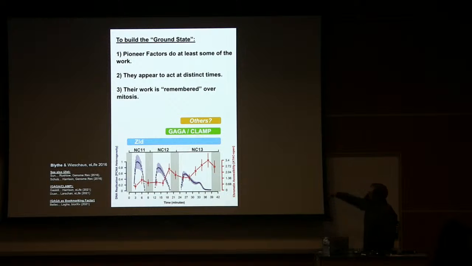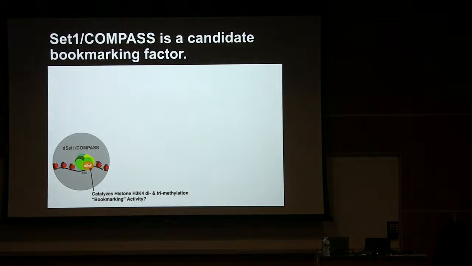So we've done a little bit of work, or we've started a little bit of work over the pandemic on understanding how this work is remembered over mitosis, and so I wanted to share this. By reference to literature as well as through a genetic approach that I don't have time to explain, we had a suspicion that the COMPASS complex, specifically the form of the COMPASS complex that contains Set1, could be functioning as a candidate bookmarking factor.